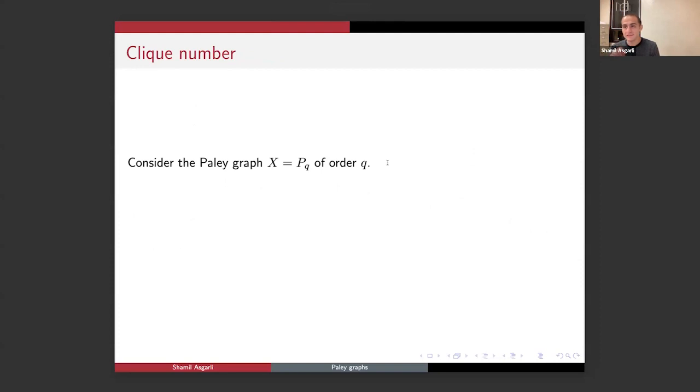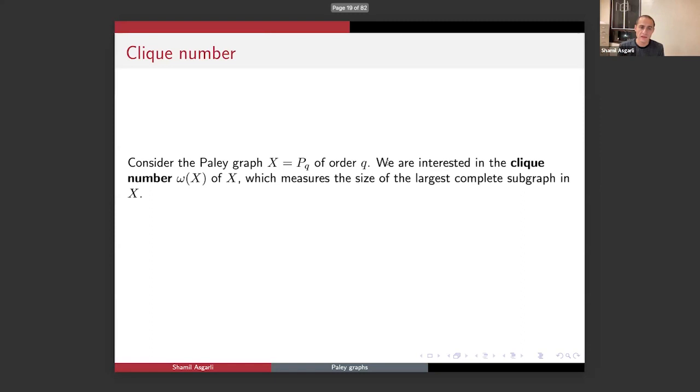Now I'm going to focus on the clique number of the Paley graph, and that's going to be the remaining theme for the rest of the talk. So consider the Paley graph of order q. So again, all that means is that the number of elements in X is q, q some prime power, and the elements come from a finite field of order q, and we connect two elements by an edge if and only if their difference is a square in the finite field. And so what we're interested in is the so-called clique number. The clique number ω(X) of X is measuring the size of the largest complete subgraph that's contained in X.